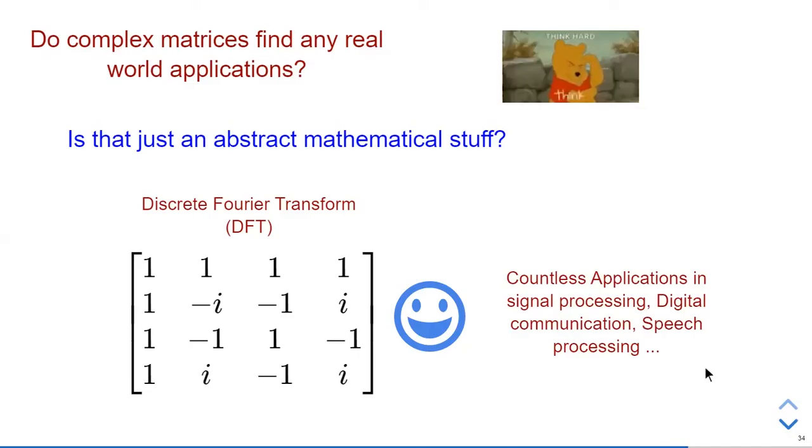I can list out a lot, but anyhow, this is a subject of its own. If you want to study the discrete Fourier transform and its applications, we need another course, signal processing, but we need not go into that. I just wanted to tell you that yes, there are applications of complex matrices in the real world. You just take it for granted, trust me, that's all.